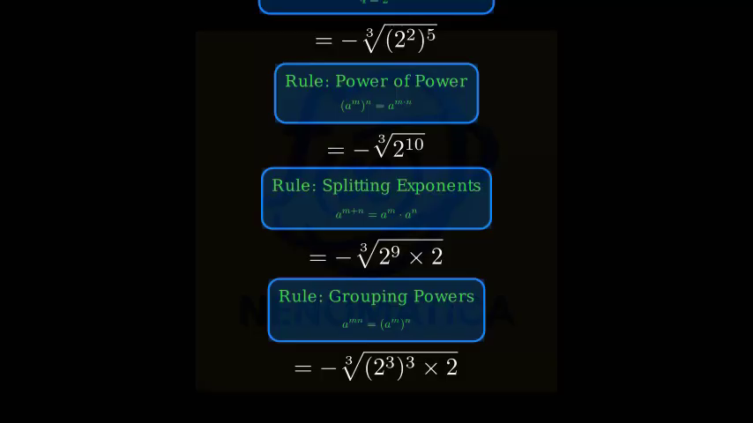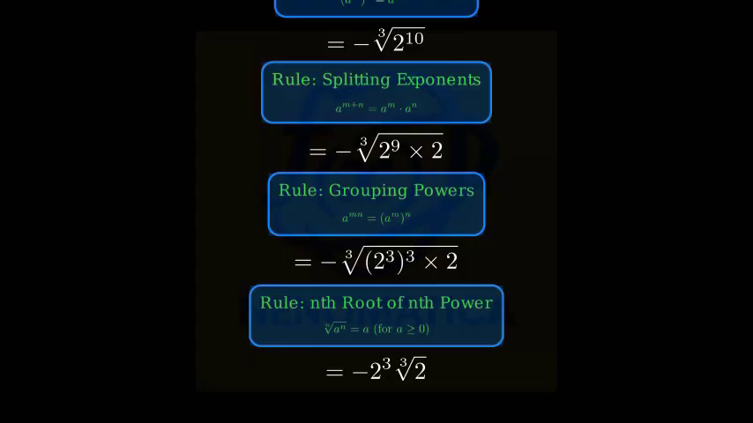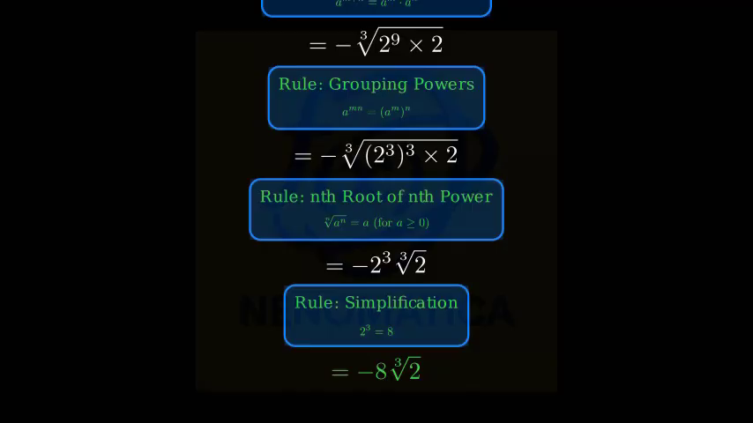Now for the eighth step, we apply another property of radicals. For the cube root of a cube value, we can remove both the cube root and the cube power, leaving us with the base. So the cube root of 2 cubed to the third power equals 2 cubed, which equals 8. For our final step, we calculate 2 cubed, which equals 8. So our answer becomes -8 times the cube root of 2.